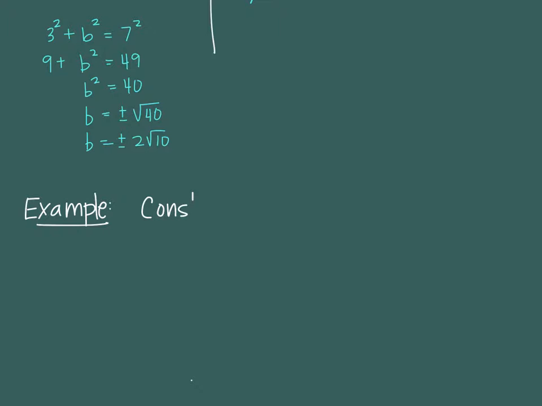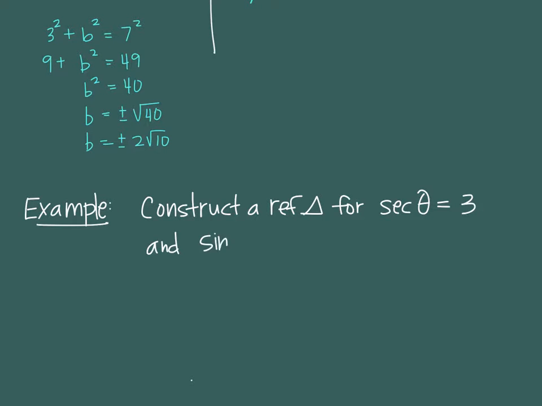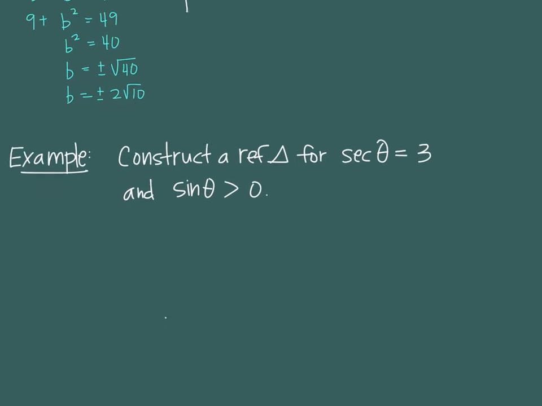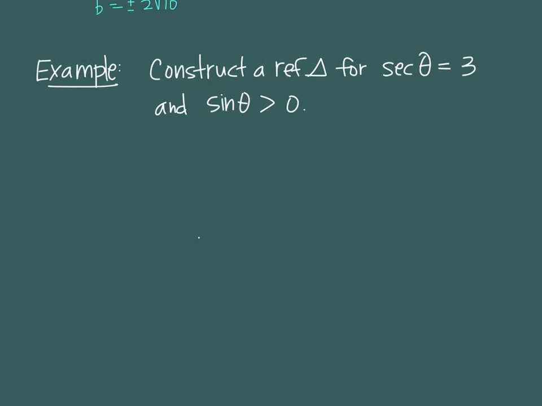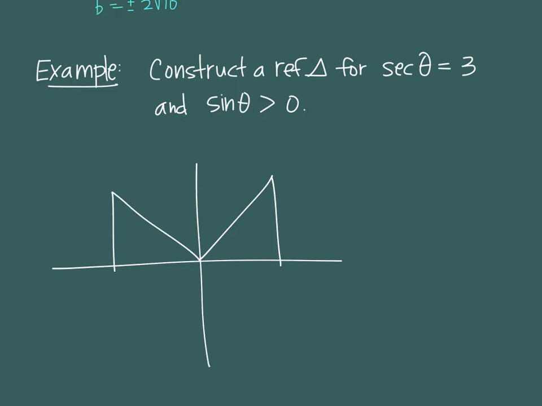Okay, so construct a reference triangle again. And we're going to do it for secant theta. It needs to work out to be 3. And sine theta needs to be positive. Okay, secant theta needs to work out to be 3, and sine theta needs to work out to be positive. Okay, so it could be in quadrant 1 or 2 or 3 or 4. So we just have to eliminate what it can't be.